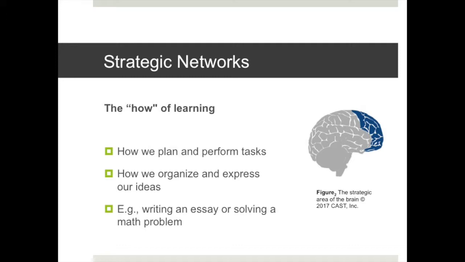Strategic networks, the how of learning. This includes how we plan and perform tasks, and how we organize and express our ideas, such as in writing an essay or solving a math problem. How do we make the processes of organization and expression easier for kids of all abilities? Learners differ in the ways that they can navigate a learning environment and express what they know.